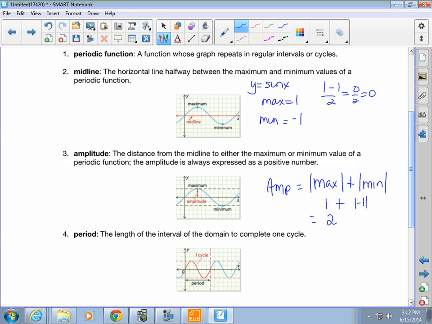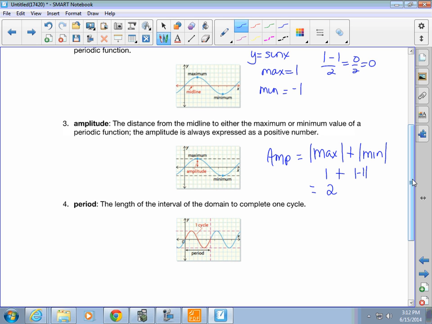Your period is the length of interval of the domain to complete one cycle. For a regular y is equal to sine x graph, my period is 2 pi or 360 degrees. You'll see once you have graphs where you have added your a value in the front that it's going to make a difference as to when that period occurs, where you have your a value and your b value in there. But the period is just, okay, when does it get back to its starting point and have completed all of the key points in between.